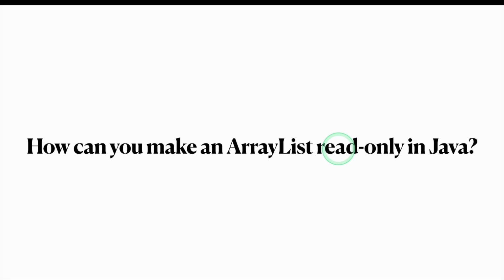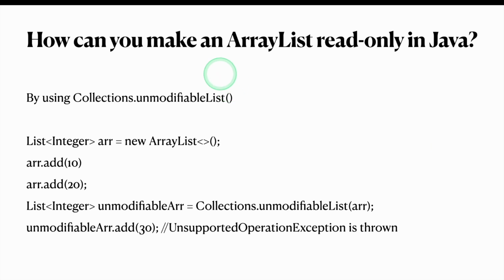So the first question is, how can you make an array list read-only in Java? You can make your array list read-only in Java by using Collections.unmodifiableList. As you can see in the below program, I have created a new list of integers, added a few values and passed it to the unmodifiableList method of the Collections class. If you try to add a few more values into this unmodifiable list, then it will throw UnsupportedOperationException. So this is how you can make your array list read-only in Java.